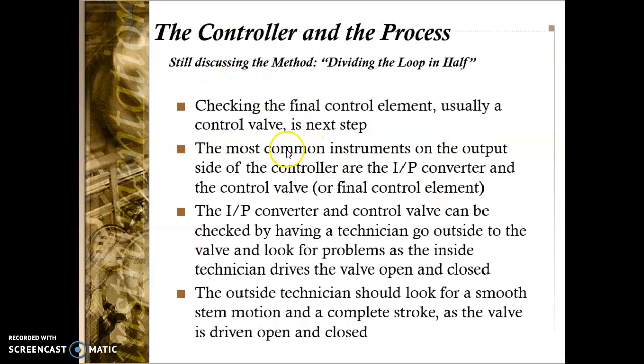If it's not that, to the controller, and it's not the controller, check the final control element. Again, this is the second half. So the most common instruments you would look at are the I to P converter, the control valve, maybe there's a positioner. So those are the things you look at in your actuator. You can just have the control room operator or technician check it and send outputs, and then that field technician goes out and checks it to see how it's moving. And this should help you with the process.